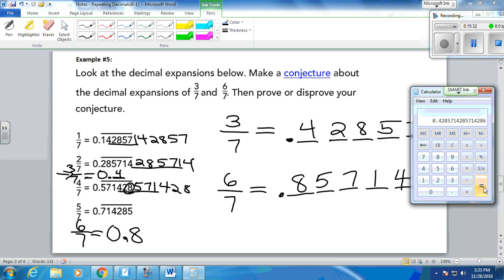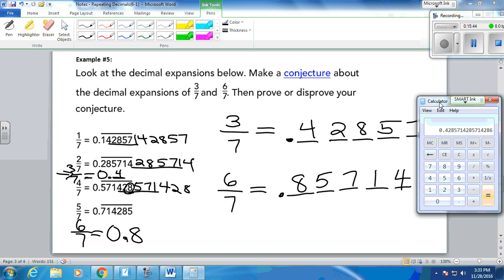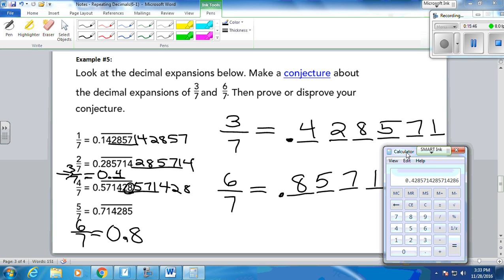Anything with a 7 in the denominator is a repeating decimal, but your calculators will appear to be lying to you. So you guys need to know that if there's a 7 in the denominator, you are dealing with a repeating decimal. So I checked that one out, and that one seems to be pretty good.